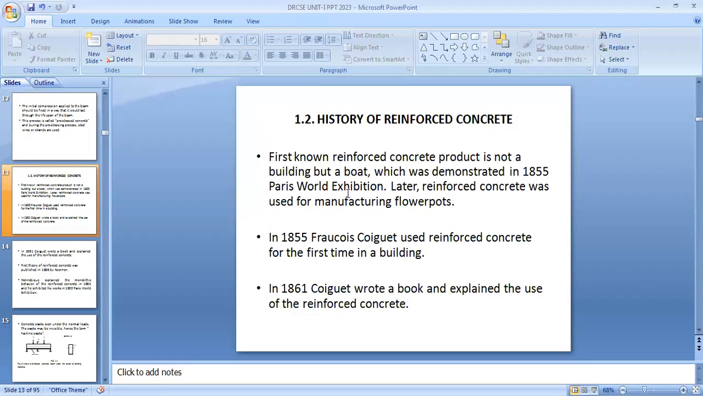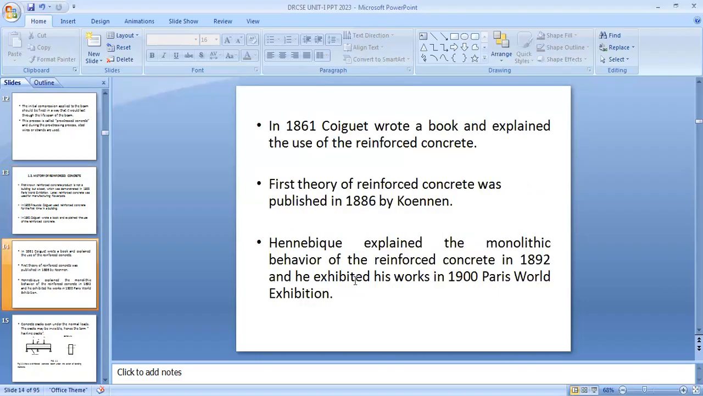Later, flower pots were made with reinforced concrete. Concrete was not directly used, but to make small models, for example flower pots and board material. In 1855, the project used reinforced concrete for the first time in a building, and in 1861 he wrote a book in which he described the use of concrete. The first theory of reinforced concrete was published in 1886.